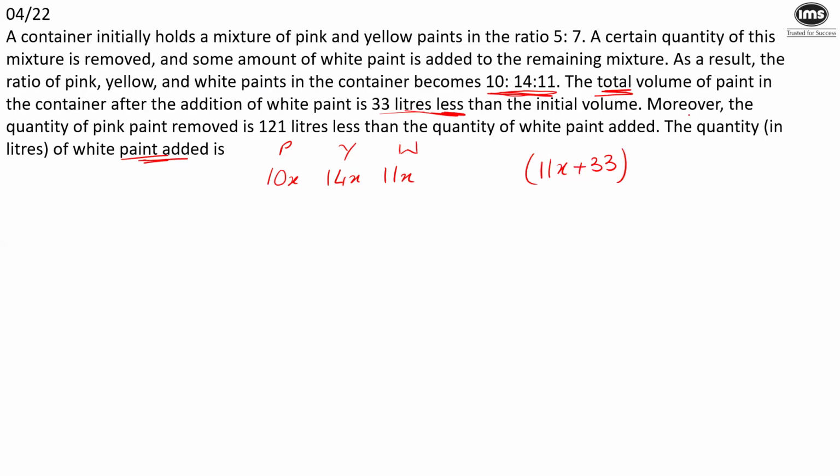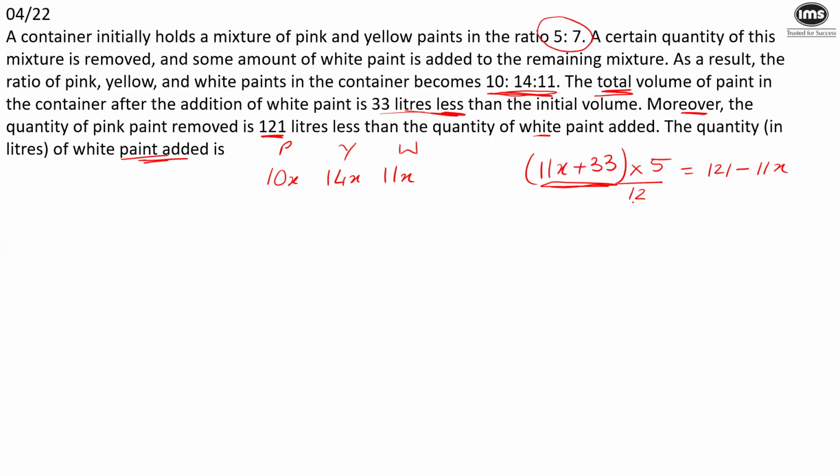Now the second part says, moreover, the quantity of pink paint removed is 121 less than the quantity of white. So out of the total removed, I need to calculate what is pink. Remember the ratio of pink and yellow is 5:7, so pink removed is 5 by 12th of this quantity. 11x plus 33 is the removed, and 5 by 12th of it is 121 less than the white.